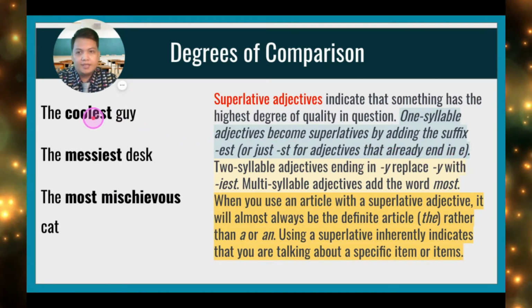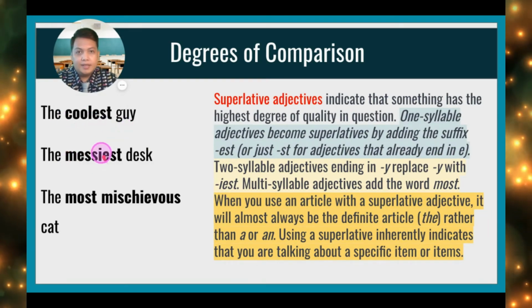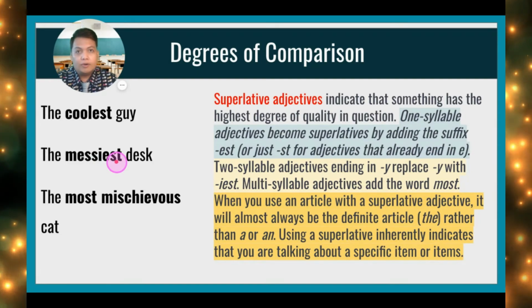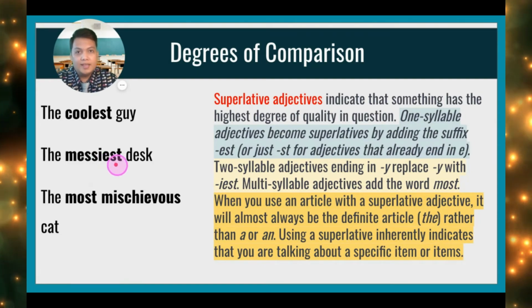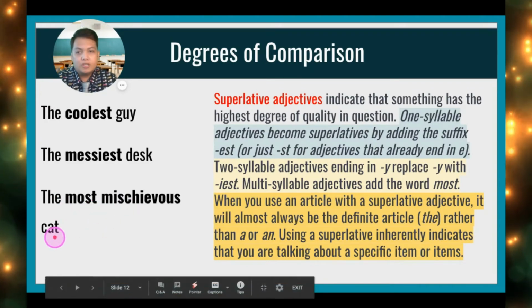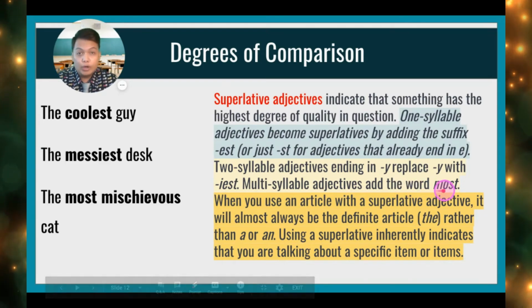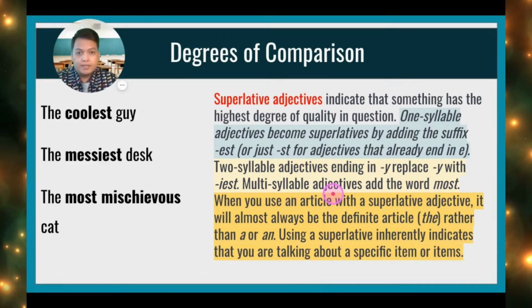For example, cool, coolest, e-s-t. Messy, instead of e-r for the comparative, you now add e-s-t. All right, and the most mischievous cat, because for multi-syllable adjectives, you add the word most, okay?